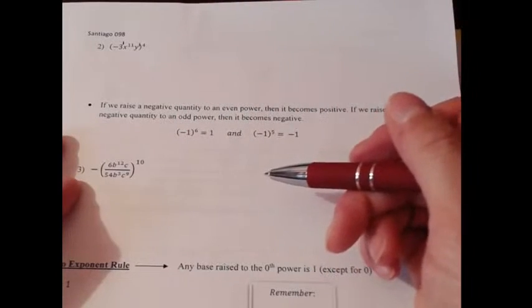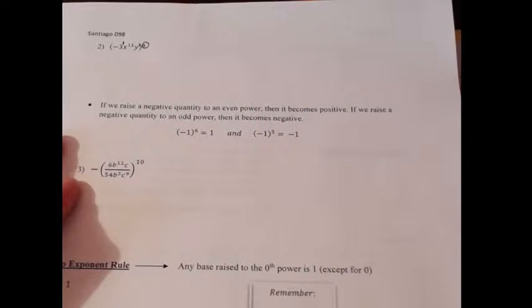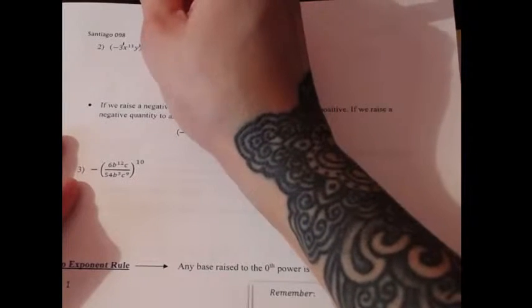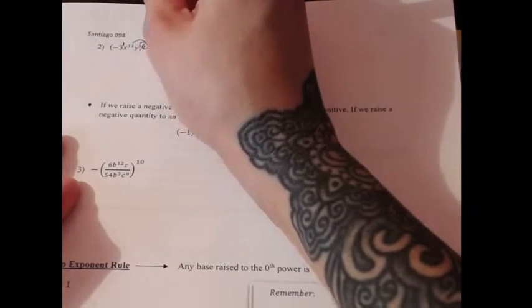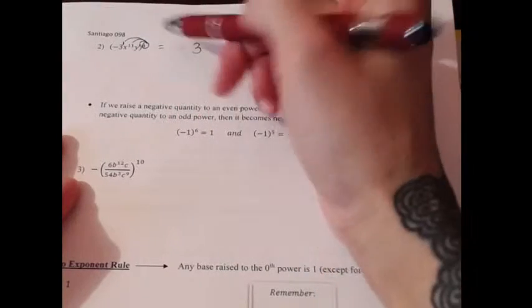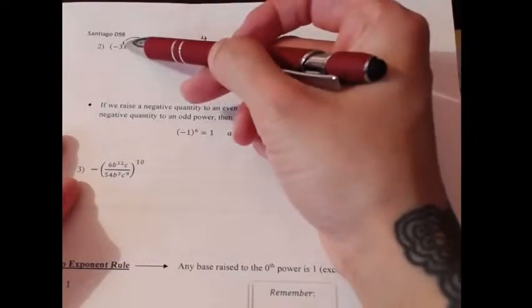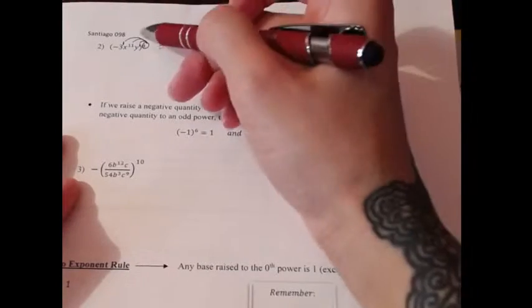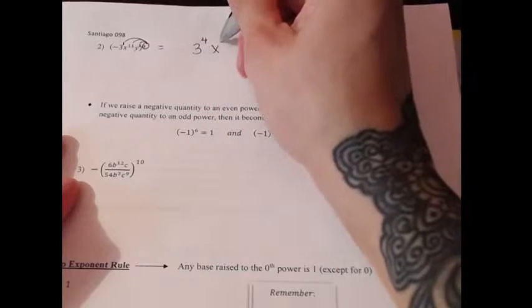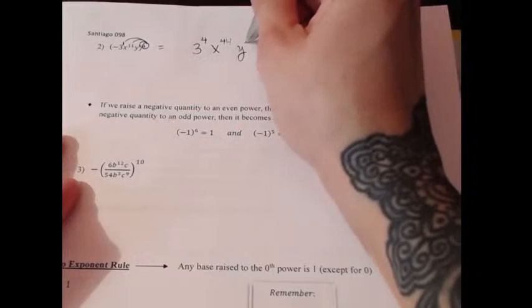Okay. Now you're going to take your power on the outside, which is 4, and you're going to apply the power rule, which states distribute power times power. So that gives us 3 to the 1 times 4, which is 4, right? You keep the base, multiply the powers. X to the 11 times 4, which is 44. And y to the 1 times 4, which is 4.